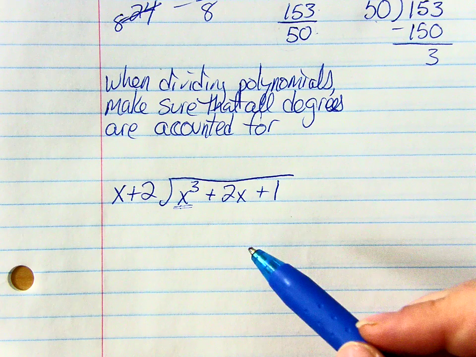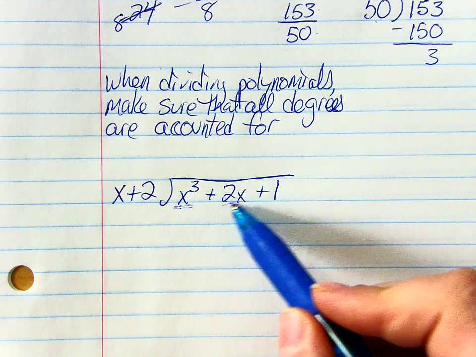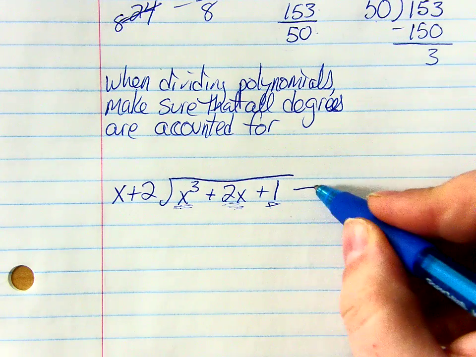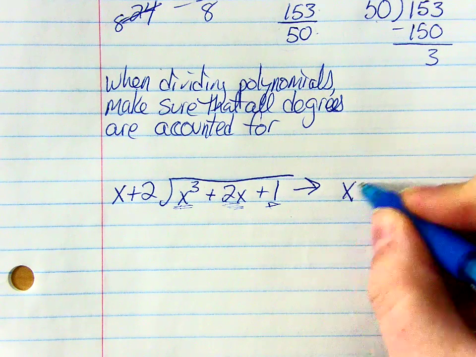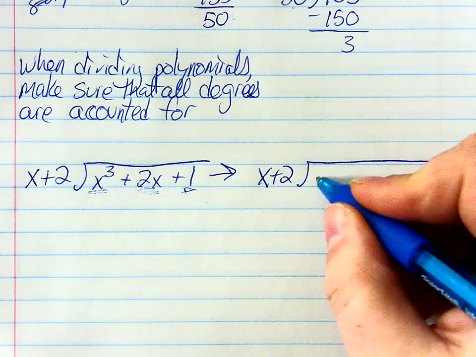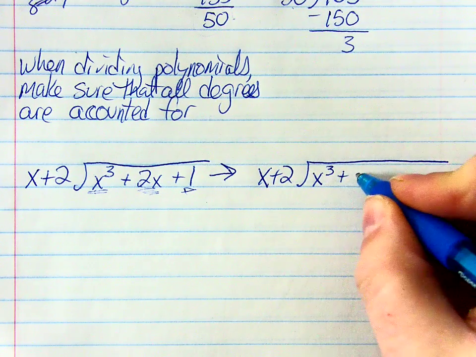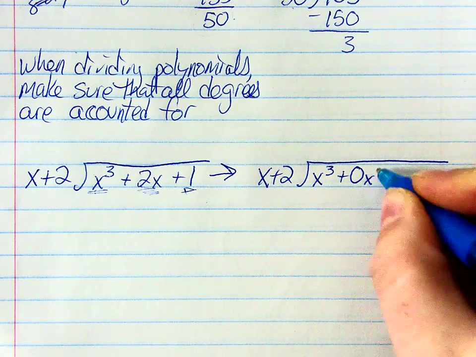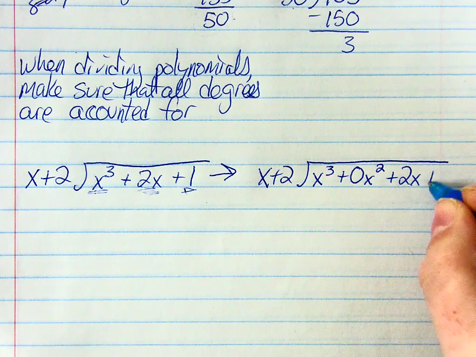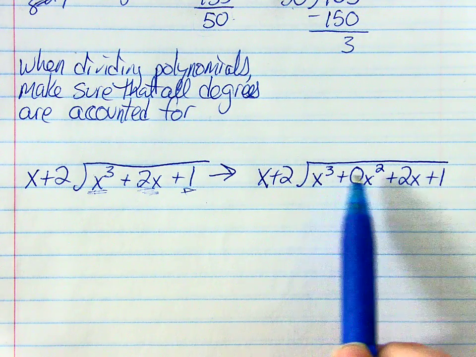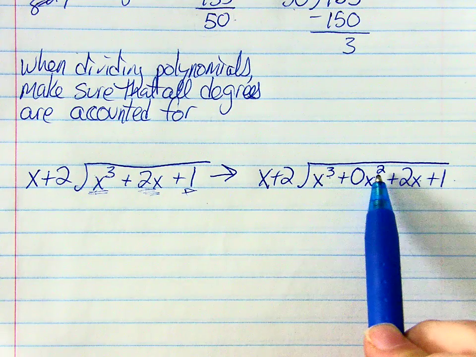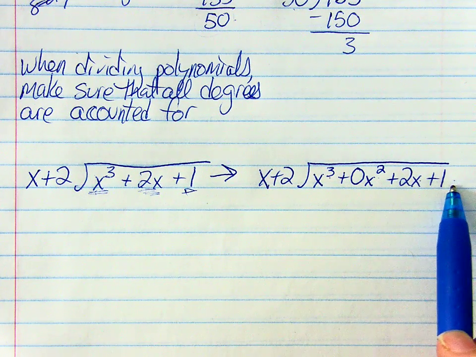Do I have an x to the first term? Yes, I do. It's already there. Do I have an x to the 0 term? Yes, it's already there. So what I actually need to do first is I need to rewrite this. And I'm going to put in a 0 placeholder. I'll show you how it looks. I had x to the third. I did not have x squared, so I put in a 0x squared. And then plus the 2x plus the 1. So now every degree is accounted for. x to the third, x squared, x to the first, and then no x at all.